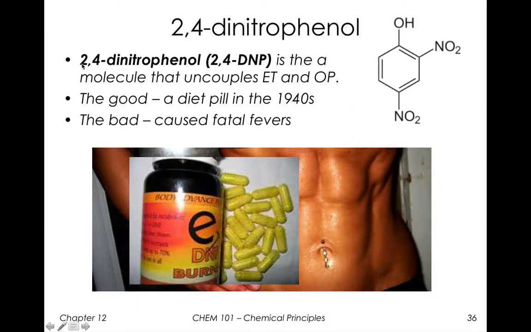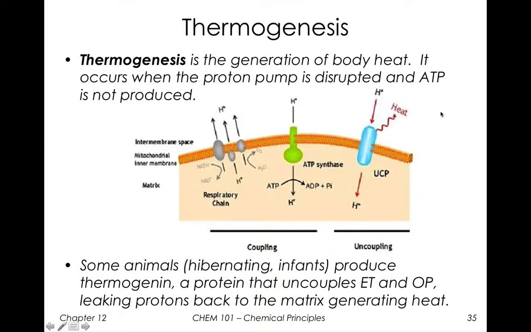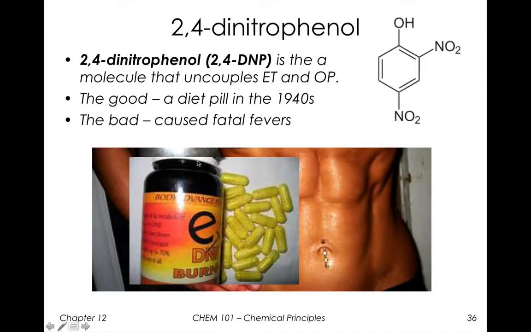So in the 1940s, this became a very popular diet pill. And we've already talked about this a few times, I think, in class now. The problem is that sort of a dissipation does the same type of generation of heat as this one does. And so unfortunately, when people consumed too much 2,4-dinitrophenol, it caused extreme elevations in temperatures and these fatal fevers.